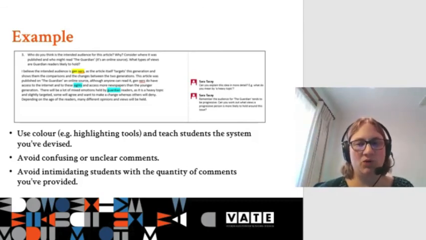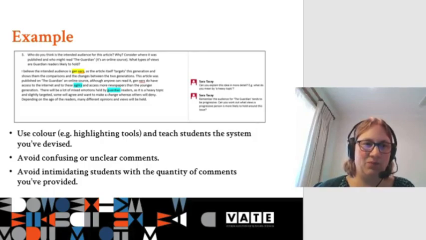write lots and lots of small comments about all those small things, because the page will just look very cluttered and intimidating, but also overwhelming for students. So I think that's a really key point with feedback.